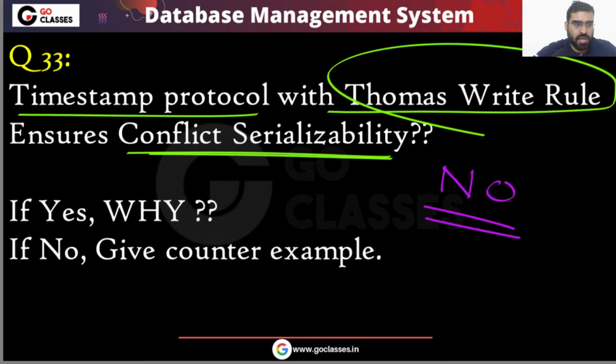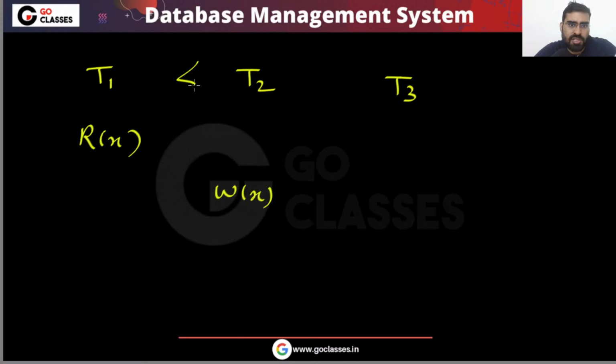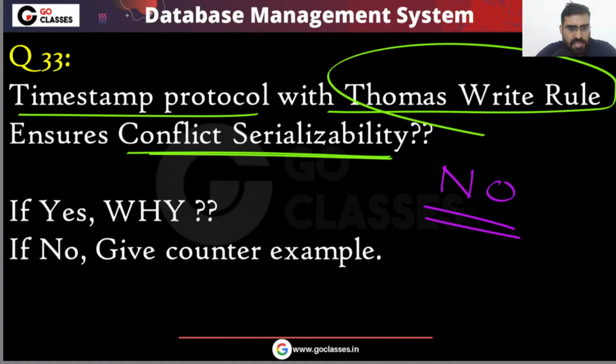Okay. Now this will not ensure conflict serializability. It can generate a non-conflict serializable schedule. For example, I can give you T1, T2, T3. Consider this scenario: let's assume you are doing the read operation here, you are doing the write operation here. Let's assume this is the order. You are doing the write operation here and then you are doing the write operation here. So, this is not conflict serializable, yes or no?